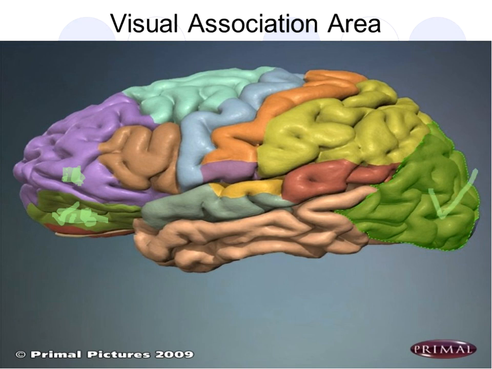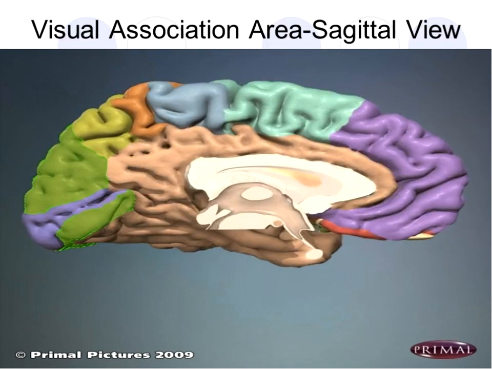Here you go. The visual association area from the lateral viewpoint. I thought I was looking sagittal. I wasn't paying attention. So visual association area, areas 18 and 19. Then we'll see it in the sagittal viewpoint. And now, here you go. Visual association areas here, 18 and 19. Okay?